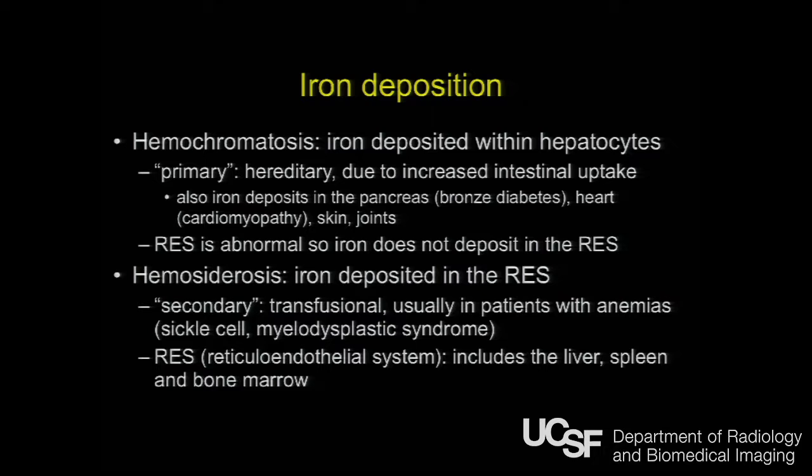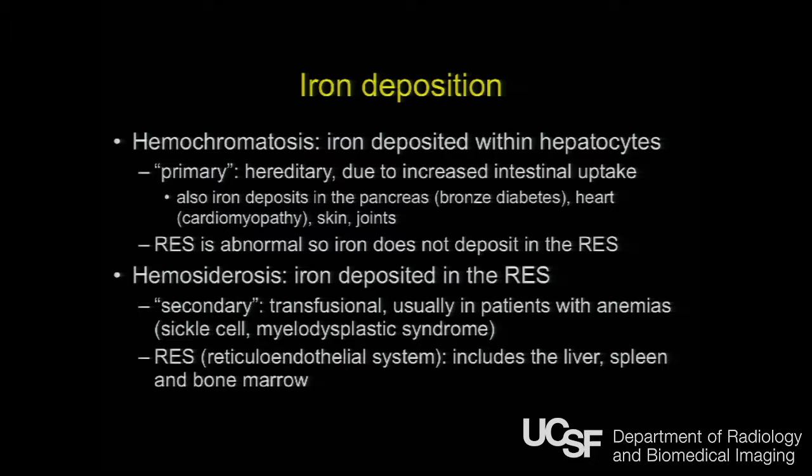Now, on the other hand, we do have iron deposition disease. So let's remember, with iron deposition disease, you want to step back. There's two types of iron deposition disease, right? We have hemochromatosis, or primary iron deposition, right? So this is going to be hereditary and is due to increased intestinal uptake of iron.